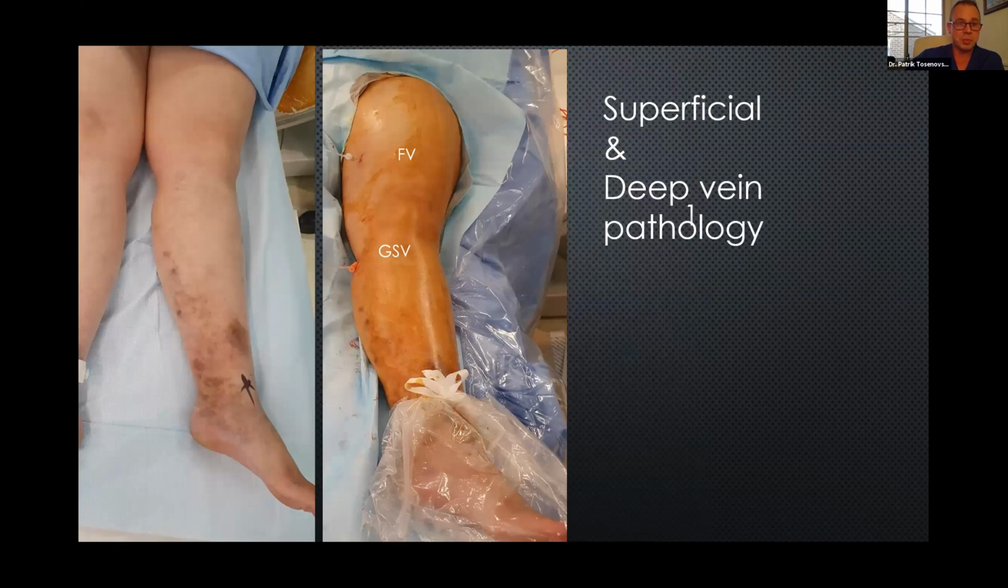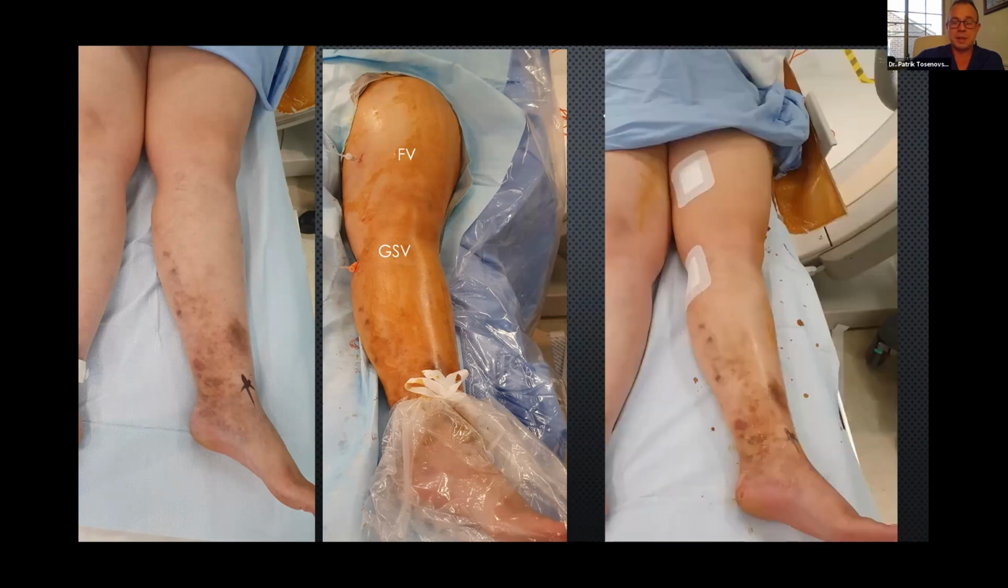So a typical patient would look like this, C4, maybe C5, as I can see, a healed ulcer on the left leg, with pathology in the superficial and deep vein system. And I use two access sites, one for the great saphenous vein and one for the femoral vein. Obviously, the femoral vein is for venography, IVUS, and stenting, and the great saphenous vein for ablation. And the patient leaves the room completely fixed from a deep and superficial venous perspective.